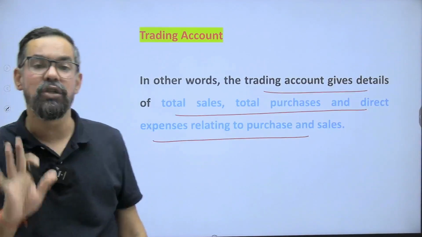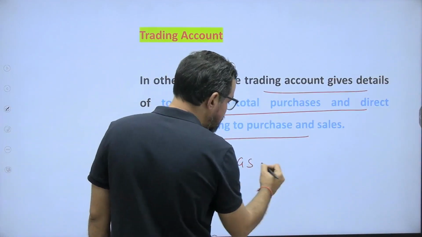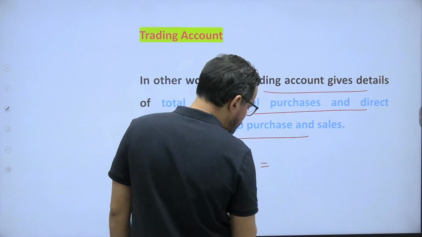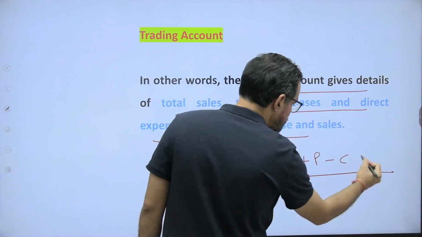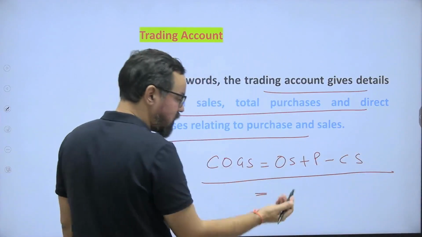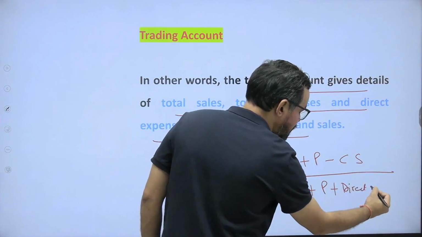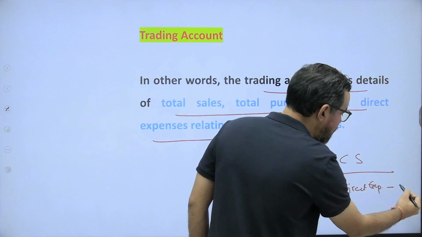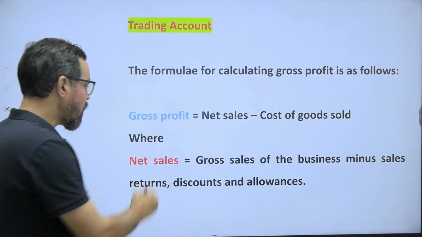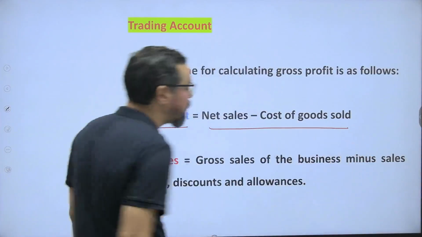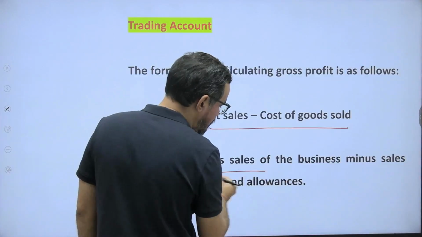And how do we calculate cost of goods sold? It can be in two ways. One is opening stock plus purchase minus closing stock. Sometimes you can see it as opening stock plus purchase plus direct expenses, they might mention some direct expenses, minus closing stock also. So this is the case which you have to remember. So gross profit is equal to net sales minus cost of goods sold.